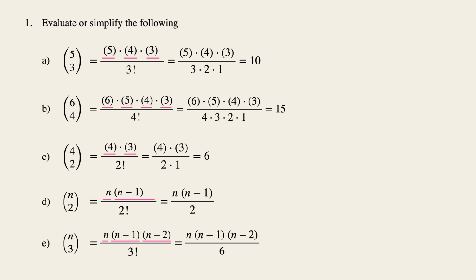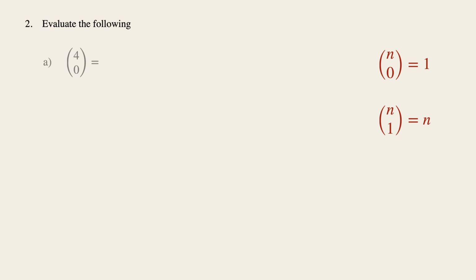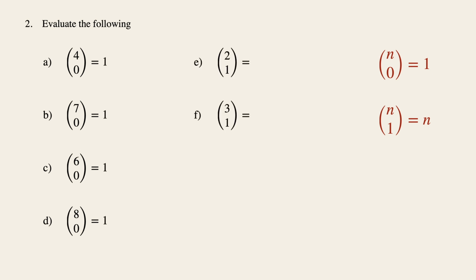Now there's another tip for you. Always note that n choose 0 is 1 and n choose 1 is n. So we can calculate these binomial coefficients easily. So just some examples. 4 choose 0, 7 choose 0, 6 choose 0, and 8 choose 0 all give us a value of 1, while 2 choose 1, 3 choose 1, 4 choose 1, so on and so forth, give us these values respectively.